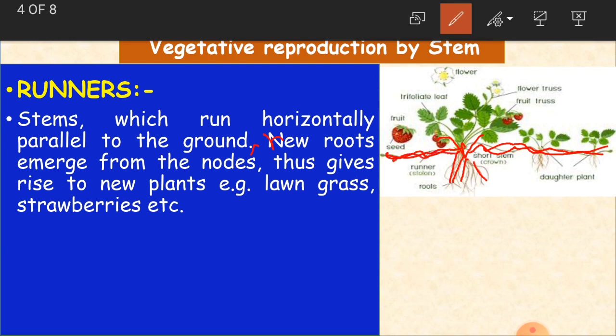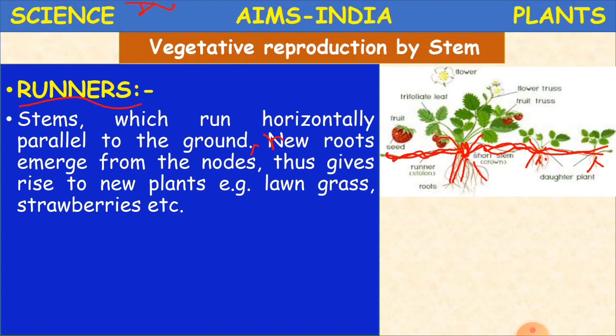See, here the stem is running, here we have a plant, again it runs on the ground, again roots have developed, again a new plant, and it continues by giving birth to another plant. Lawn grass, strawberries, etc. belong to this type of vegetative reproduction by stem. We call them runners. Clear, children? This is how reproduction, in the sense of giving birth to another plant, goes on through the stem in runners.